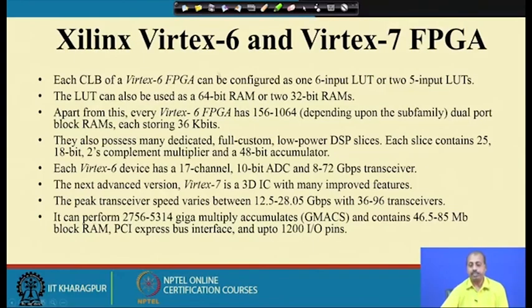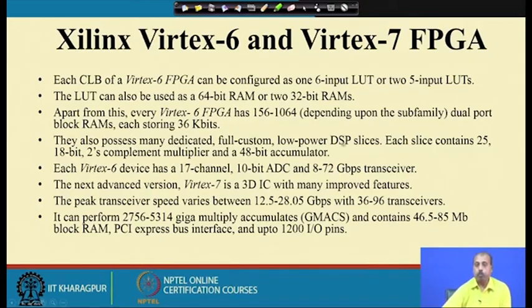Now the Xilinx Virtex 6 and Virtex 7 series of FPGAs. Just to have a brief idea, the CLB of Virtex 6 can be configured as 6-input LUTs or 2 5-input LUTs. These are the advancements: from 4 input it comes to 5 and 6 input. A LUT can be used for 64-bit RAM or 32-bit RAMs, so that way it gives you some RAM space there. Virtex 6 FPGA has 156 to 1024 dual port block RAMs, each storing 36 kilobits, so a huge amount of RAM space is provided.